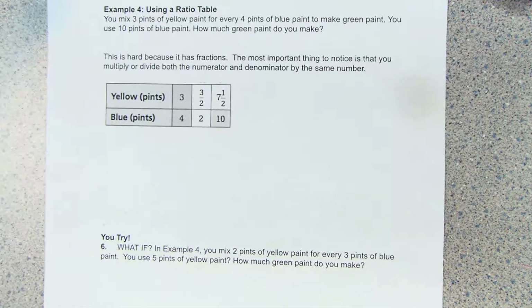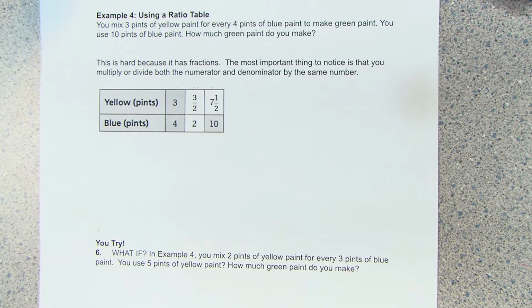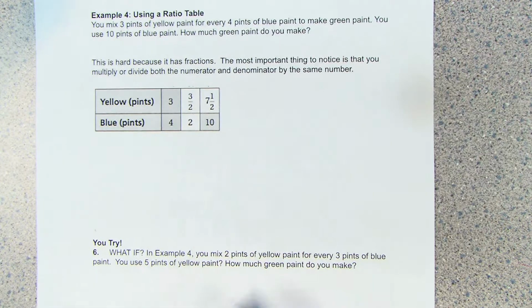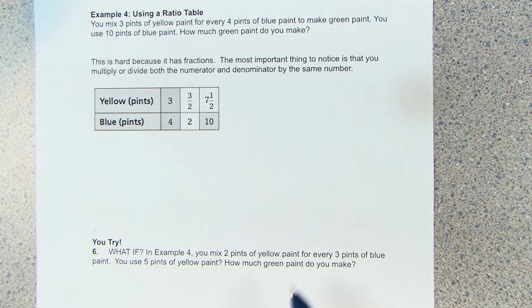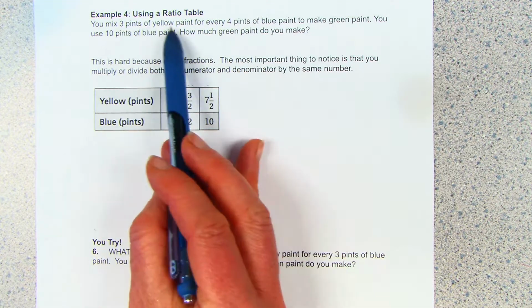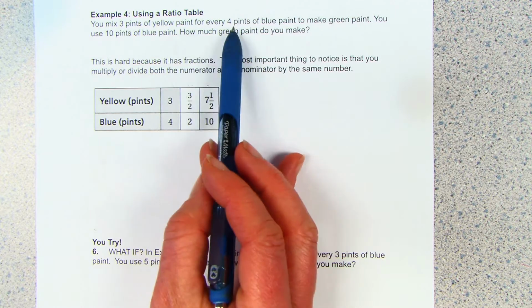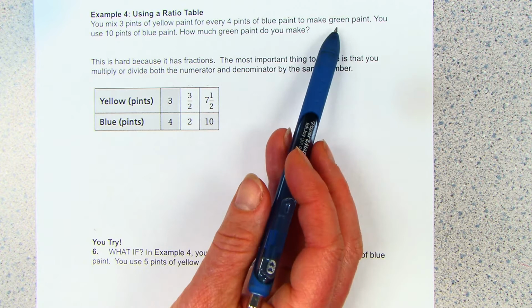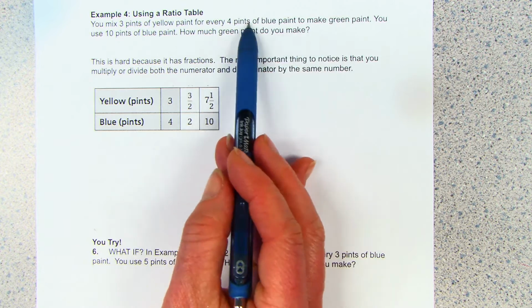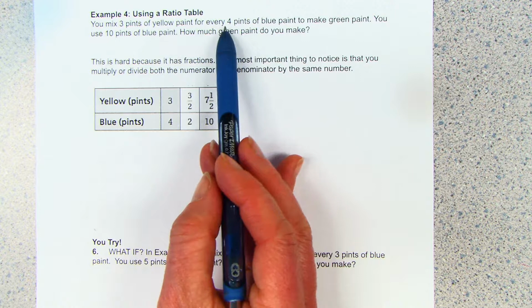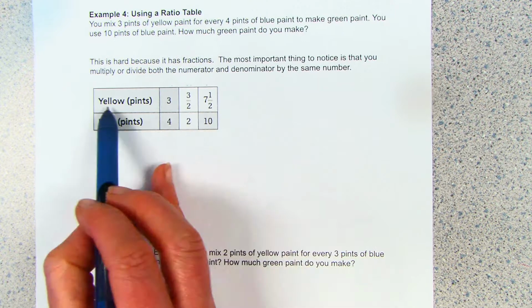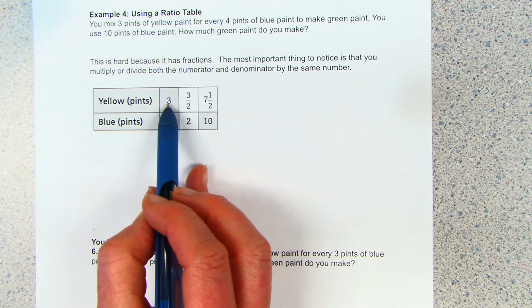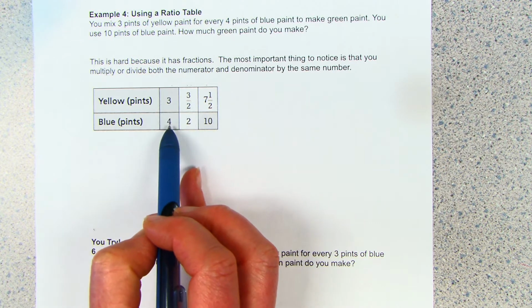Okay, the last problem is pretty challenging, but I'm going to walk you through it. You mix 3 pints of yellow paint for every 4 pints of blue paint to make some green paint. Some green paint with a little bit more blue than yellow. Okay, we can all visualize what that looks like. So here's my chart, and I've got 3 pints of yellow to 4 pints of blue.